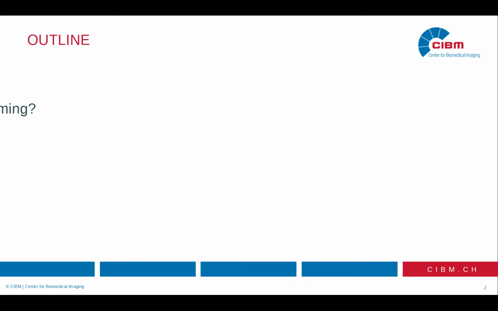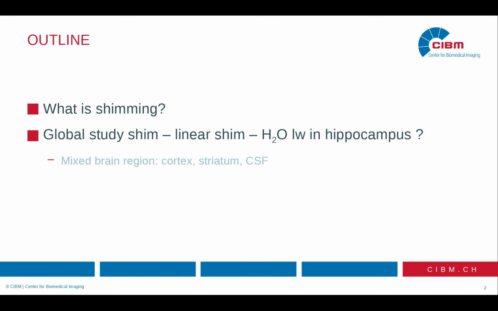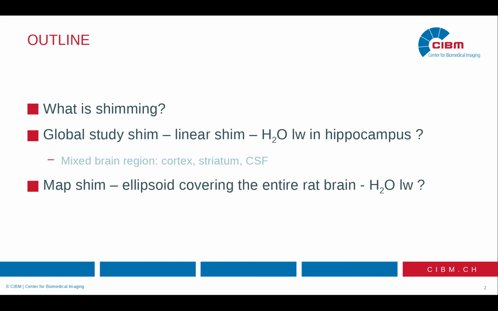Today we will be discussing a little bit what shimming is. We will be looking at a global study shim, which is a linear shim, and we will be evaluating the quality of this shim by looking at the water line within the hippocampus. Then, in the next video, we will be comparing this water line in the hippocampus with the mixed brain region in the cortex striatum containing a little bit of CSF.